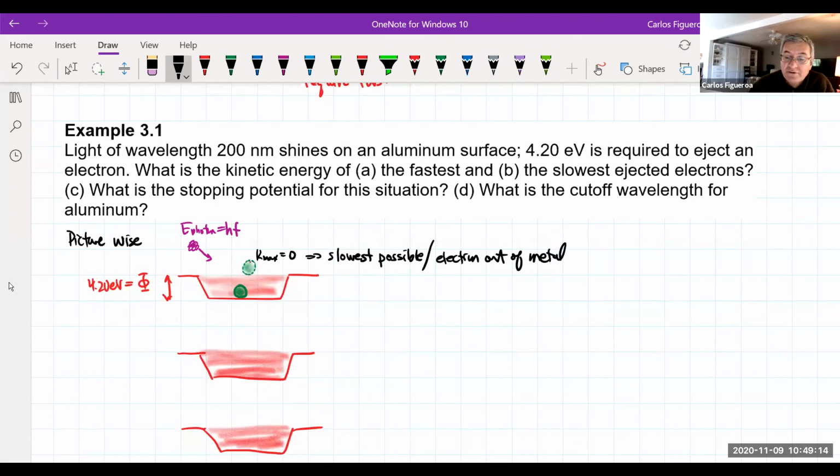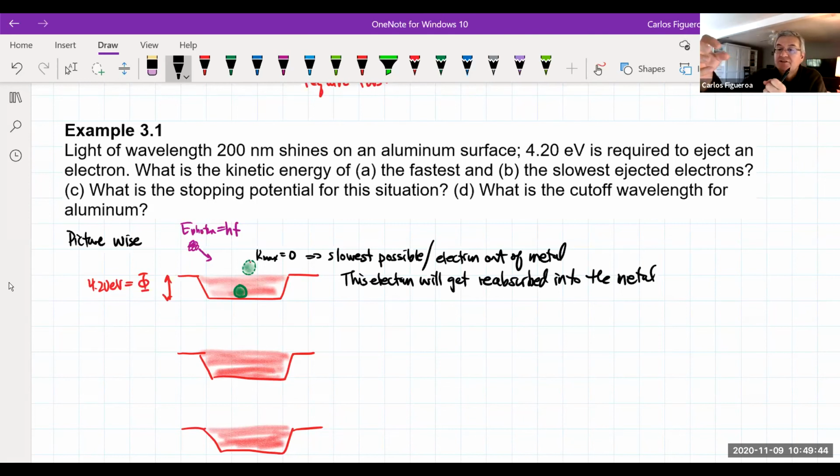Now, one of the things here is that this electron will get reabsorbed into the metal. The reason is that if you take an electron off of a copper ion, it makes it more positive, and if it's more positive, it just sucks the electron right back in. You have to have some initial kinetic energy.